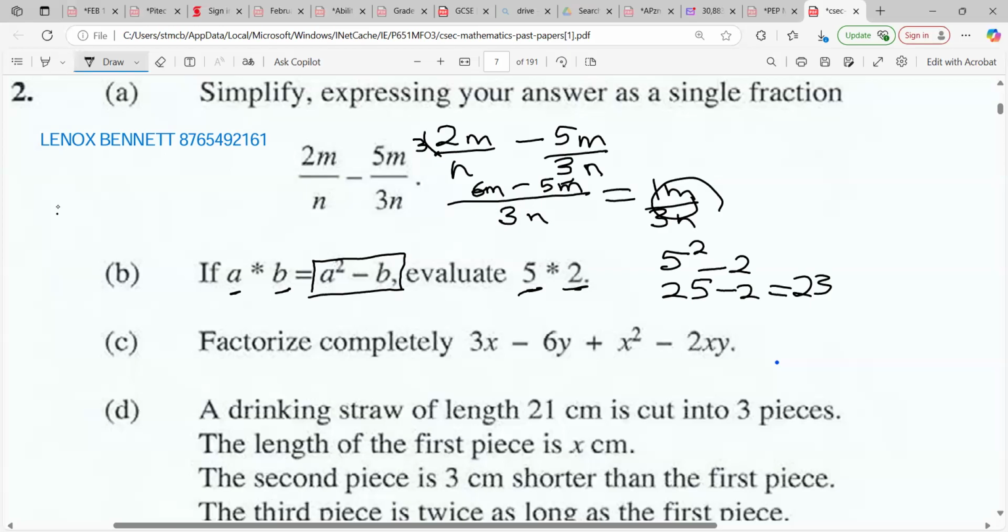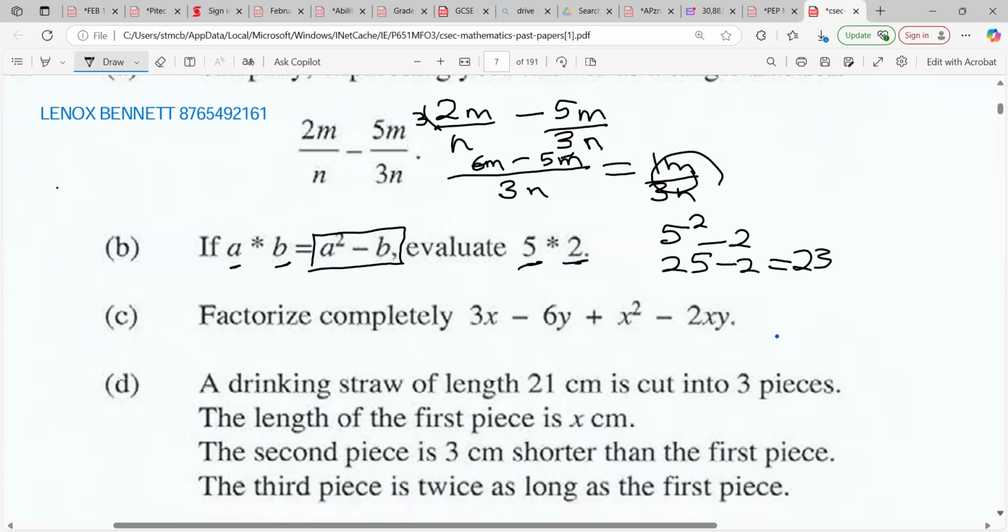All right, let's move on to the next one. It says factorize completely. Now, I don't have a lot of space, so what I'm going to try to do is bracket off part C right where it is and work it there. These are some older CXC papers, when they never used to create the space for you to work in.